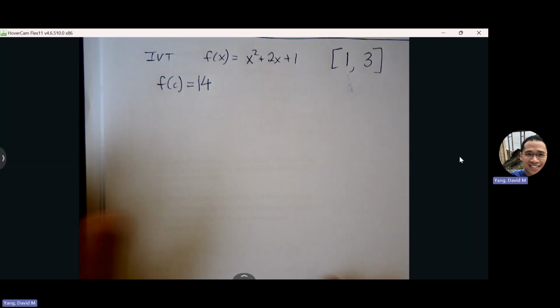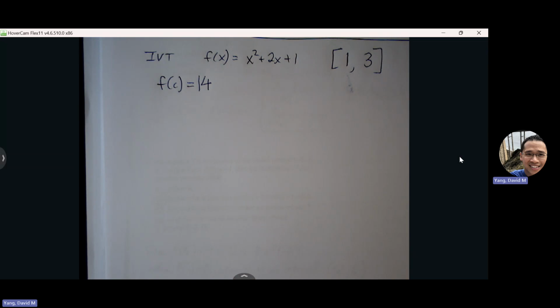All right, so let's say we have a function x squared plus 2x plus 1 on the interval from 1 to 3. Can we guarantee that there is a y value of 14?